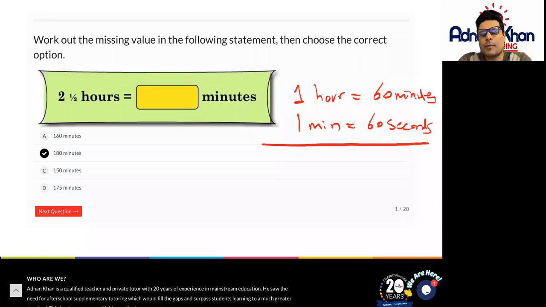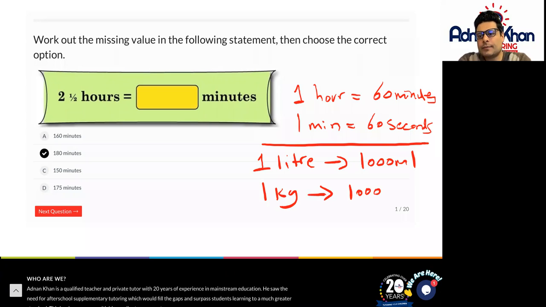Let's have a look at some more measurements. So in 1 liter, so a liter is the measure of liquid, we have 1,000 milliliters. In 1 kilogram, and remember, kilogram is mass or measuring weight, we have 1,000 grams. In 1 meter, again, meter is distance, we have 100 centimeters.